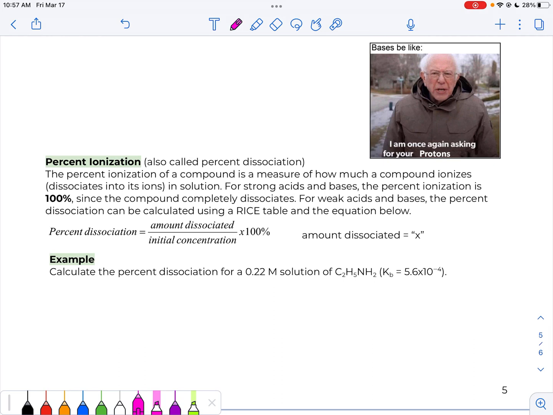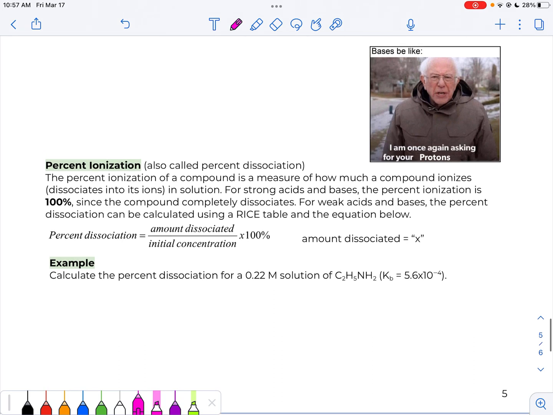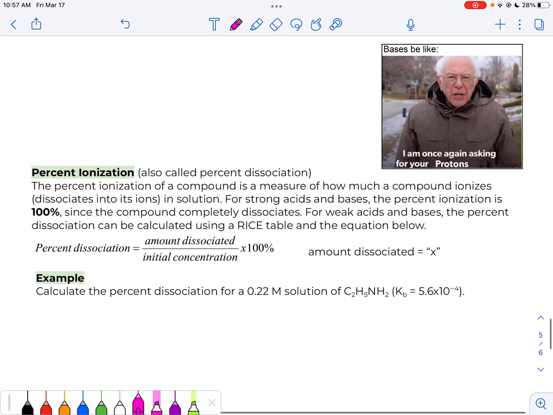Okay, hi everybody. I hope you had such a great time with those equilibrium problems that you definitely paused the video for, did completely, and checked the answer key, and then came back. Now we're going to talk about percent ionization. This is also called percent dissociation. Percent ionization of a compound is just a measure of how much a compound ionizes or dissociates into its ions in solution.